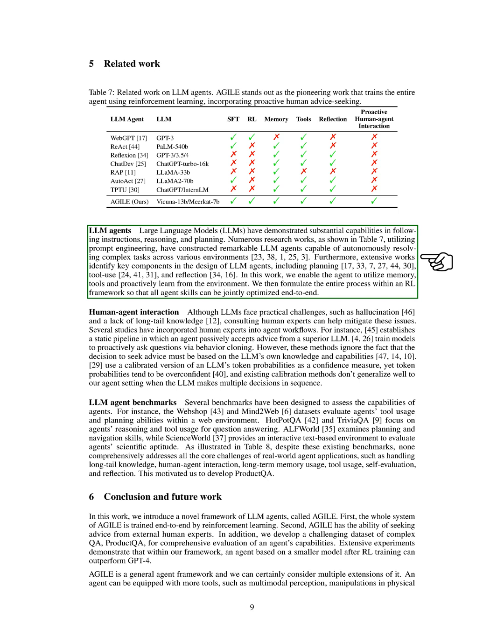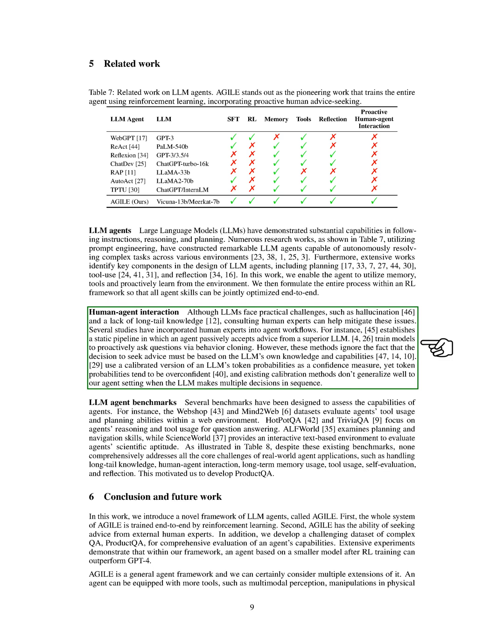When it comes to human-agent interaction, LLMs encounter challenges like hallucination and limited long-tail knowledge. Involving human experts can help address these issues. Some studies have integrated human experts into agent workflows, either passively accepting advice or proactively asking questions. However, it's crucial that the decision to seek advice aligns with the LLM's own knowledge and capabilities. Token probabilities, often overconfident, have been used as a confidence measure, but existing calibration methods may not generalize well when the LLM makes multiple decisions sequentially.